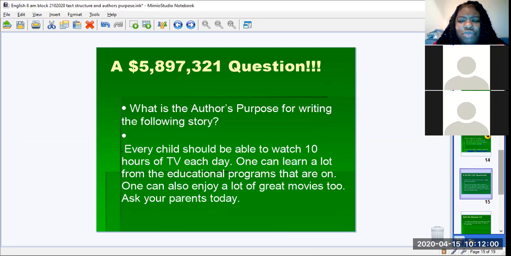Well, this is what I want you to work on really, really quick, because we've got to wrap this baby up. What is the author's purpose for writing the following story?